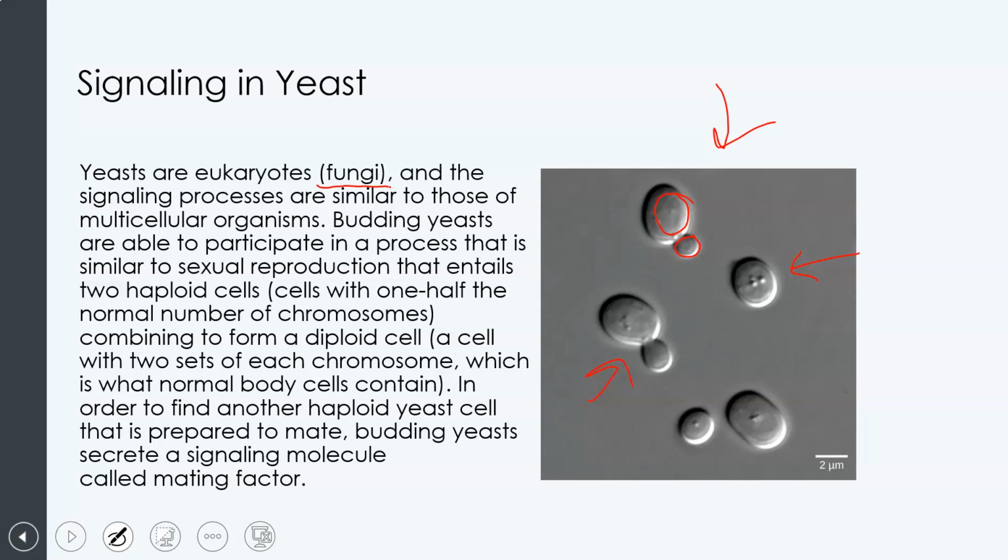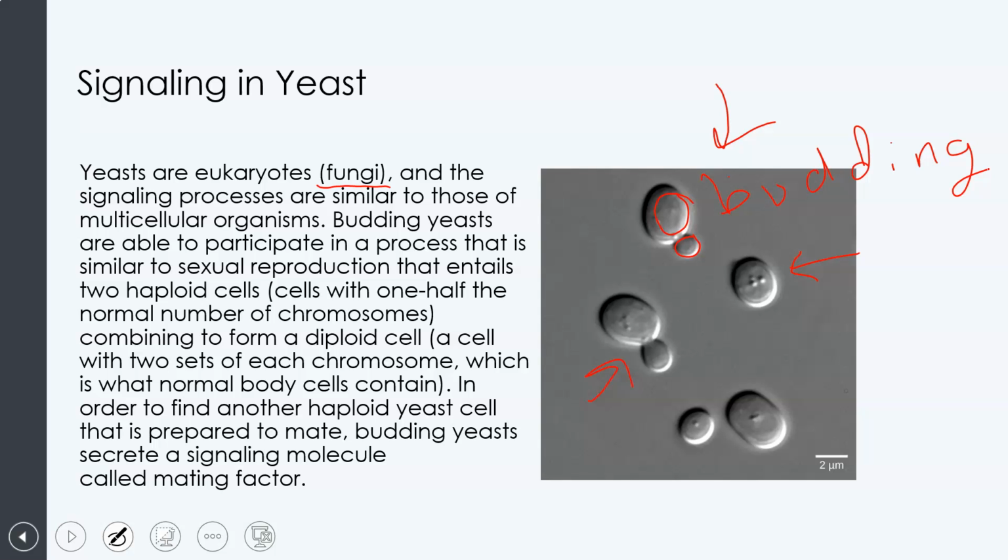of multicellular organisms. Budding yeast are able to participate in a process, and this is budding. These are budding yeast, this one and the other one as well. In a process that's similar to sexual reproduction that entails two haploid cells, that means cells that have only half the normal number of chromosomes, combining to form a diploid cell, which has two sets of chromosomes.